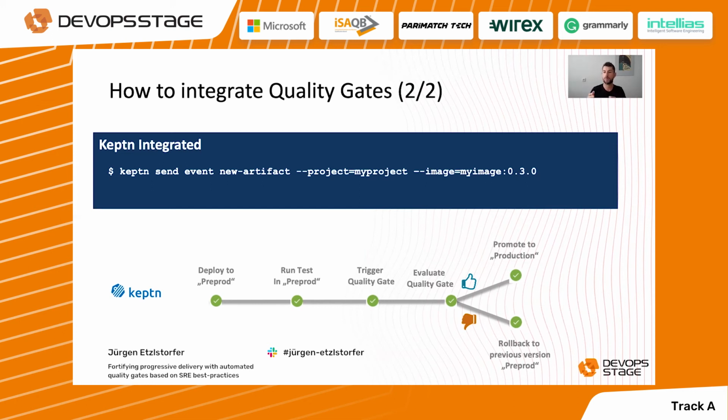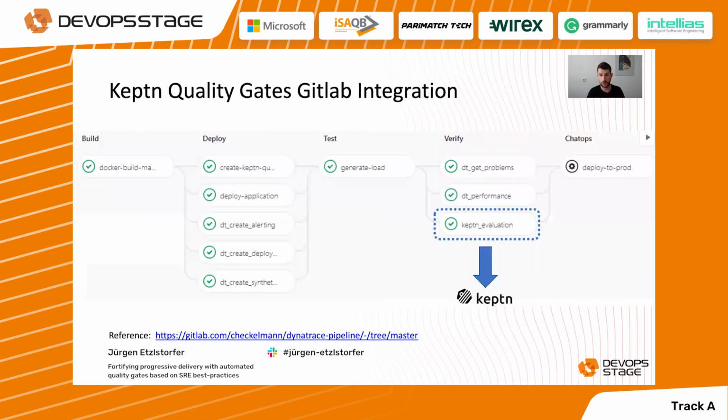If it's a thumbs up, Captain will automatically promote it to the next stage or roll it back to the previous stage. And if it's promoted to the next stage, it will do the same workflow again: deploy it, run some tests, trigger the evaluation again, and then again can roll it back to the previous version if it's breaking in production, for example. Or if it's not even promoted to production, Captain can already roll it back to the previous version here in pre-prod and inform your developers that something was not satisfying.